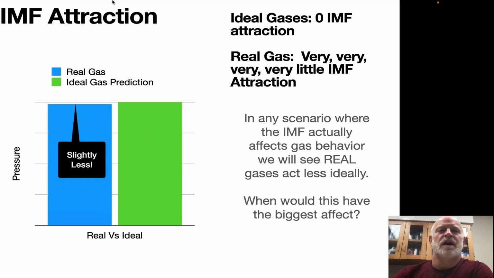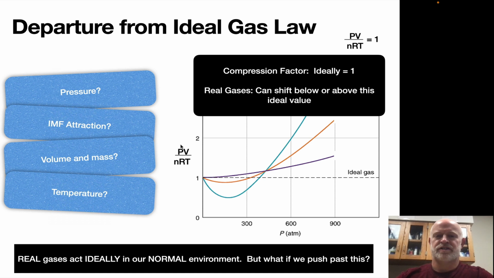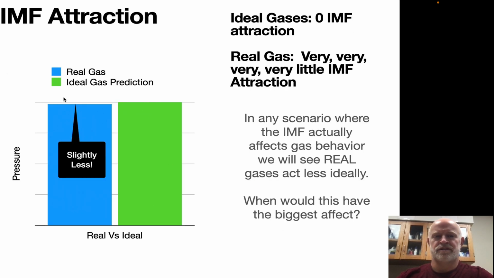Okay. First of all, IMF attraction. If you remember, we set up some parameters that ideal gases have 0 IMF. Well, real gases have very, very little IMF, which means that if the ideal gas law would predict a pressure of this, a real gas would have slightly less pressure because of the IMF attraction, okay? So things with really strong IMF attraction are going to shift this scenario because the pressure is going to be less than what the ideal gas law would predict, okay? The ideal gas law would predict this number, whatever this number is, and the real gas would be slightly less.